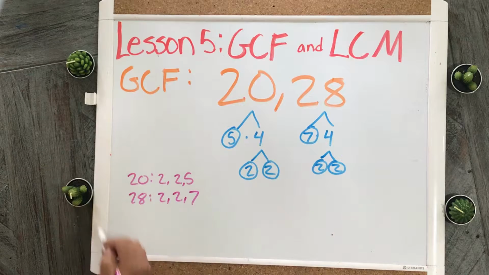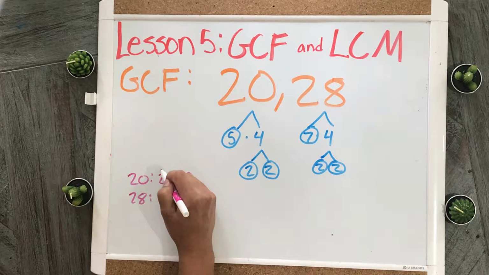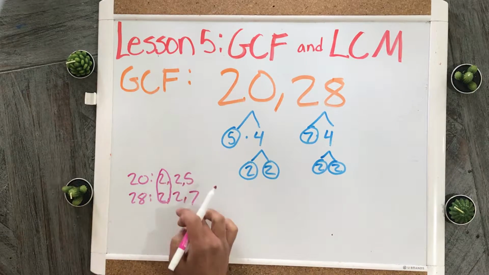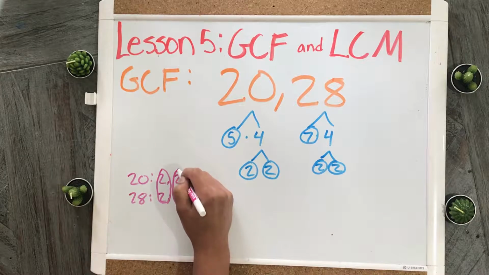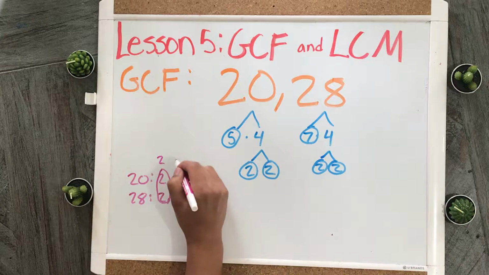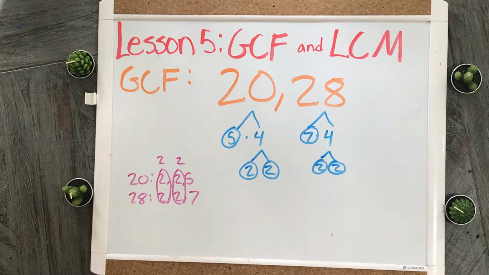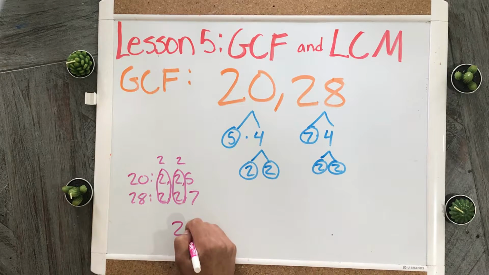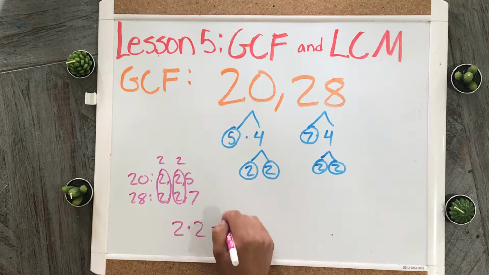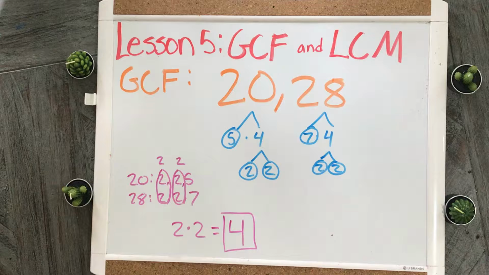Circle out your common ones, and you will use that one time. Let me show you what I mean. Okay, so these are common, 2 and 2. Now 2 and 2 are common again. So what we do is we use that pair of 2's one time. Now we don't worry about what is not common. So we just have 2 times 2, which equals our greatest common factor of 4. Okay? So the greatest common factor for 20 and 28 is 4.